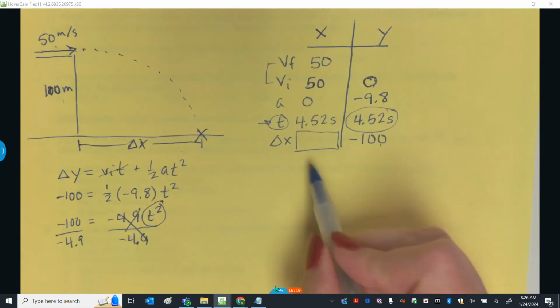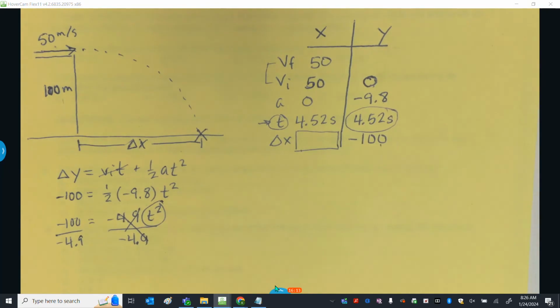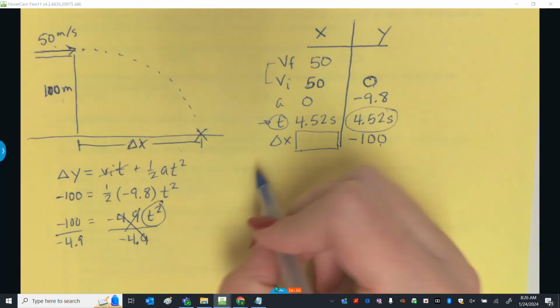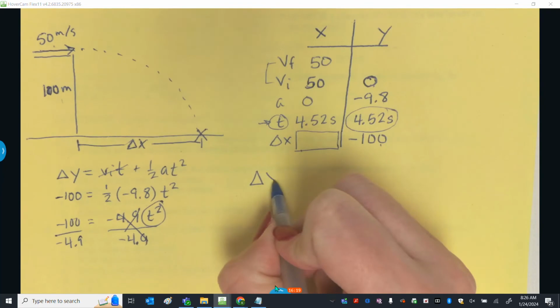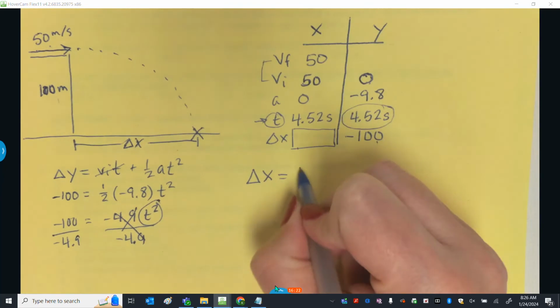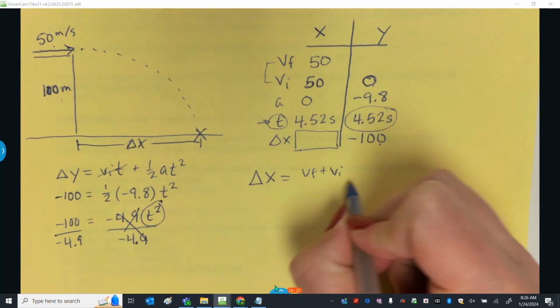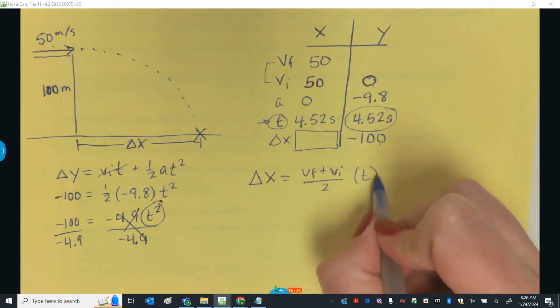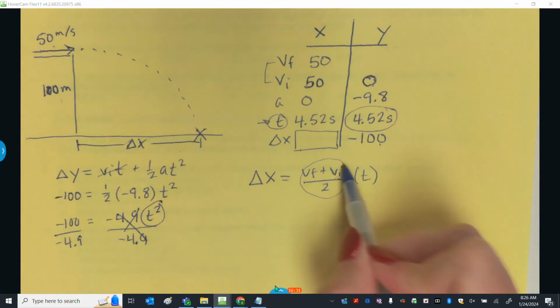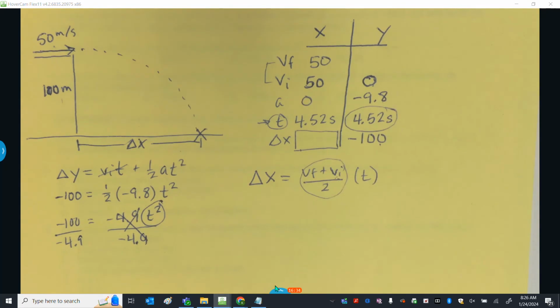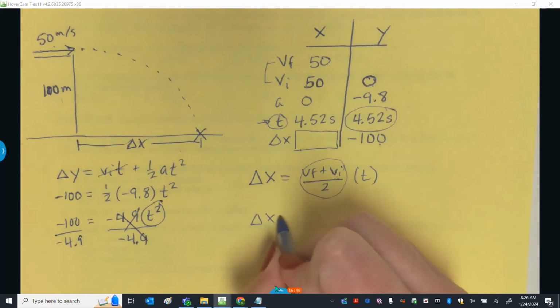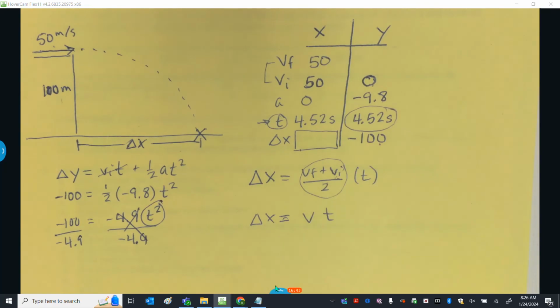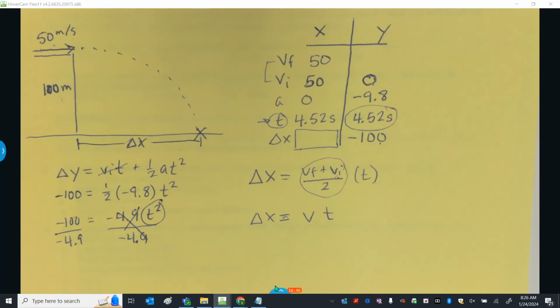Now horizontal motion in general is constant velocity motion. I don't have any acceleration. And if I have constant velocity, the kinematic equation I should be using is the last one. Basically, it's average velocity times time. And since my velocities are the same, 50 plus 50 divided by 2 is, of course, 50. So if you have constant velocity, you can write it as just velocity times time. You could also use this equation here, because if you put a 0 in for A, you're going to have delta x equals velocity times time as well.